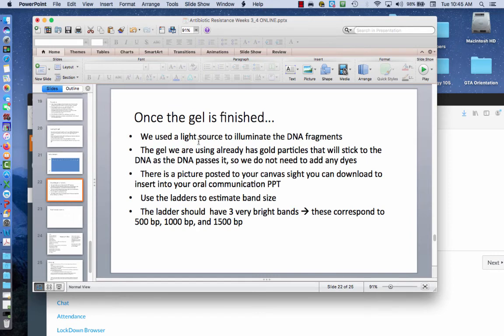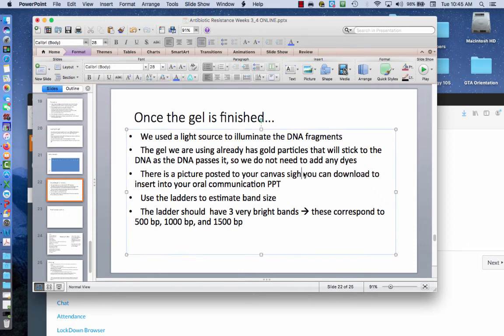We did use a light source to illuminate the DNA fragments. This gel that we used has gold particles in it, and it will stick to the DNA as the DNA passes through, so we didn't have to stain or add any dyes. You all will find a picture posted on your Canvas site that you can download to insert into your oral communication PowerPoint. Use the ladders to estimate the band size.